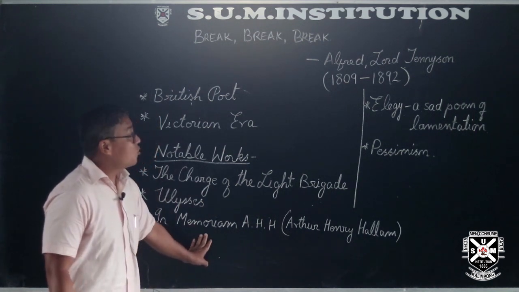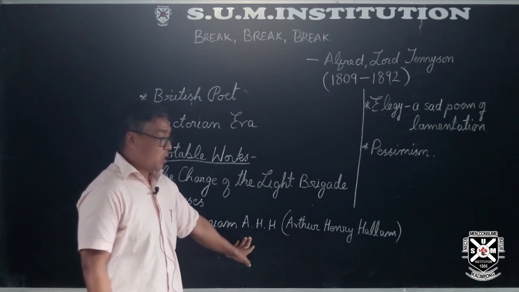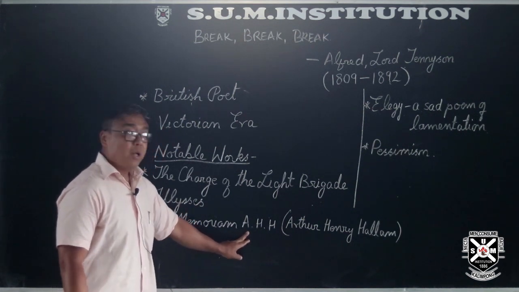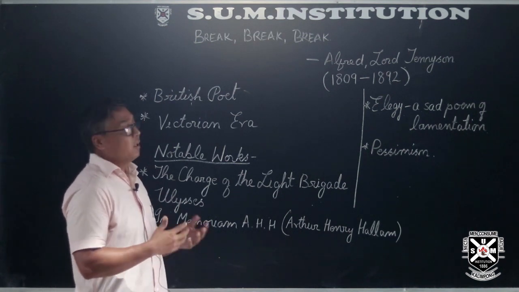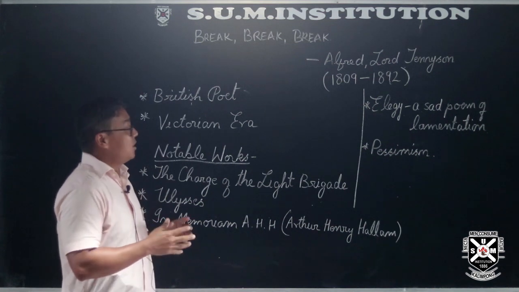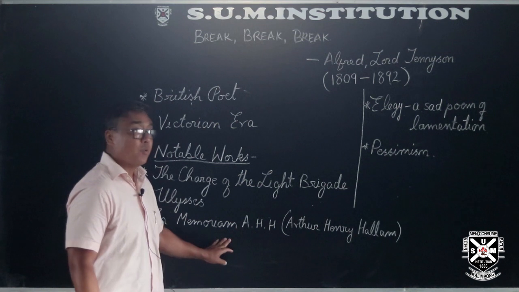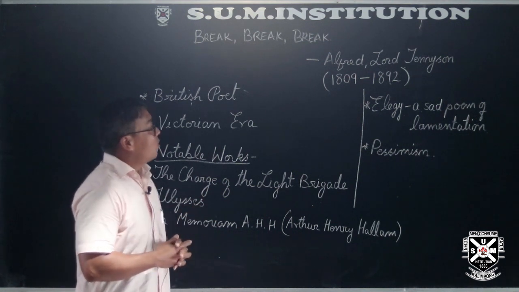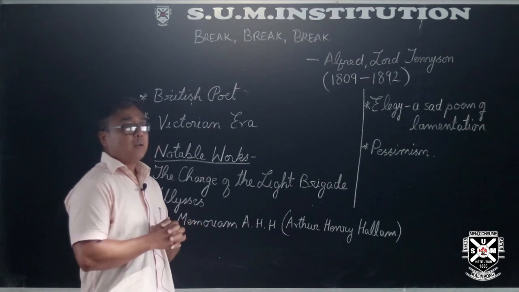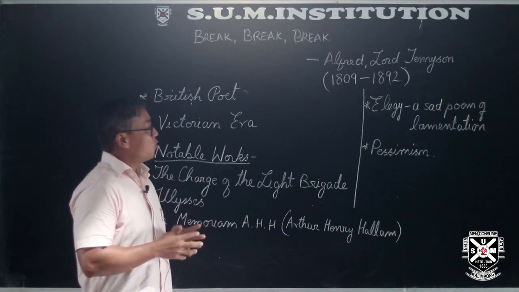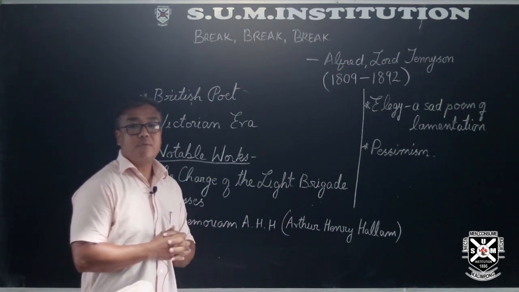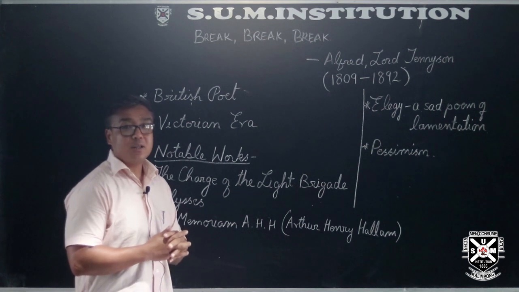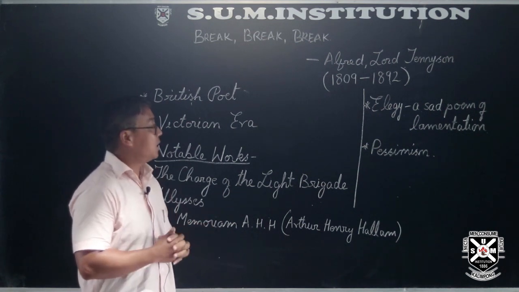Now, In Memoriam is also another elegy which is dedicated to the same person, Arthur Henry Hallam. The title says In Memoriam A.H.H. In other words, we can say that this poem, Break, Break, Break, is a shorter version of another elegy, In Memoriam. In Memoriam is quite longer than this poem. The poem has 4 quatrains. Quatrain means a stanza which consists of 4 lines. So, 4 quatrains means 4 into 4, that is equal to 16 lines. So, this elegy consists of 16 lines.